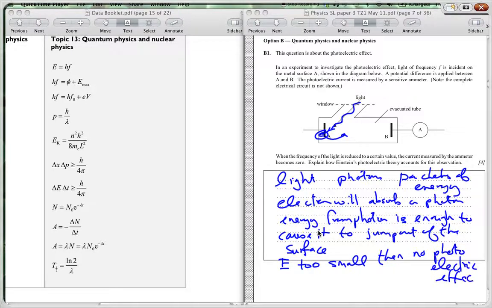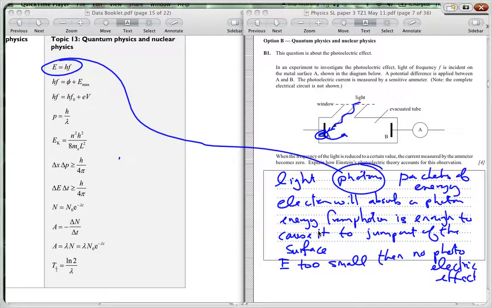Now, the energy of the photon is given by this over here. E is equal to hf. So your E is equal to hf. Your energy is proportional to your frequency. So when this frequency here is too small, the energy is too small.